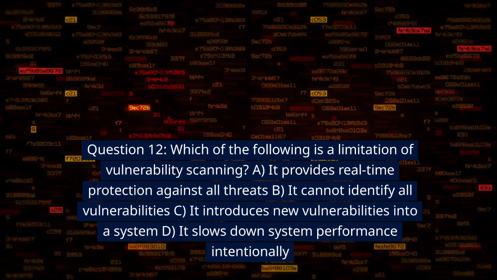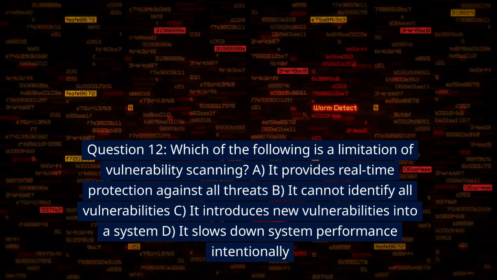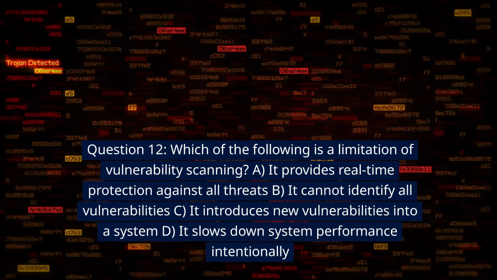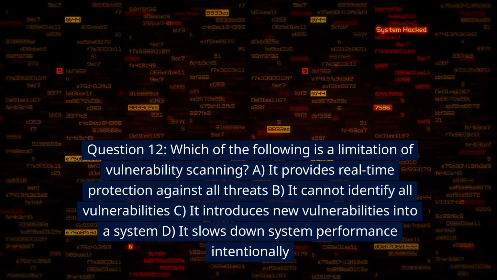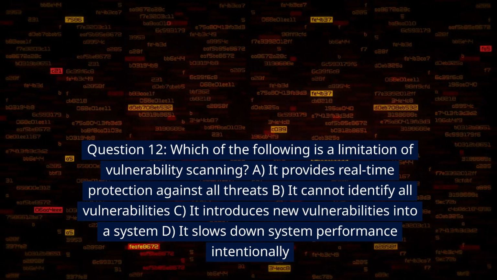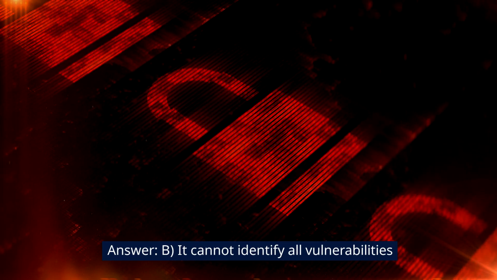Question 12. Which of the following is a limitation of vulnerability scanning? A. It provides real-time protection against all threats. B. It cannot identify all vulnerabilities. C. It introduces new vulnerabilities into a system. D. It slows down system performance intentionally. Answer. B. It cannot identify all vulnerabilities.